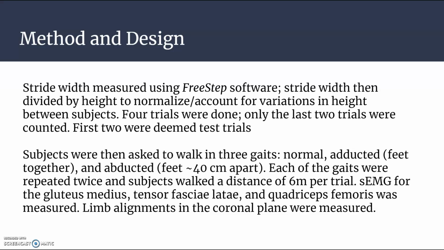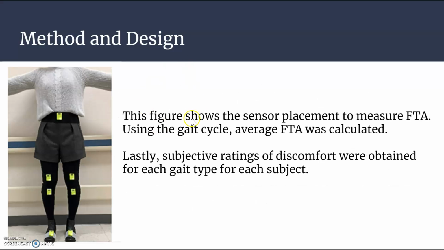And then subjects were also asked to walk in 3 gaits: normal, adducted, so that's feet together, and abducted, so that means feet far apart. Each of the gaits were repeated twice, and subjects walked a distance of 6 meters per trial. And then surface EMG signals for those 3 muscles listed there were measured, as well as limb alignments, so that's the femorotibial angle, which I'll show soon, in the coronal plane. So this figure shows the sensor placement to measure femorotibial angle.